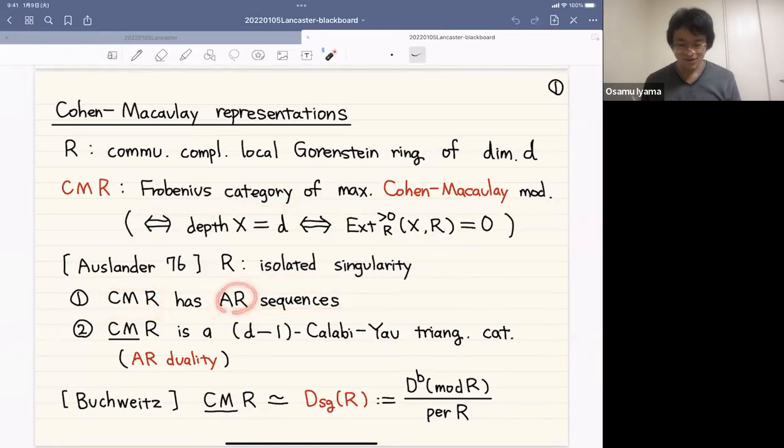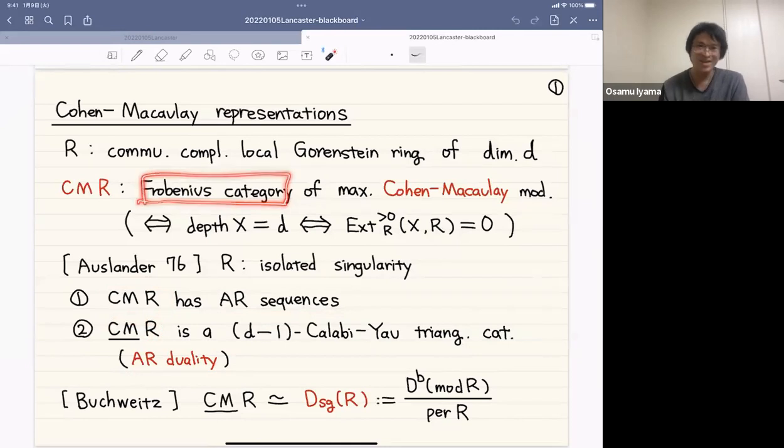AR is Auslander-Reiten, as everyone here I think knows. The existence of Auslander-Reiten sequences is an application of Auslander-Reiten duality in the stable category. Here I denote by CM-bar R the stable category of CM R. For each Frobenius category, one can always define the stable category by factoring out the ideal consisting of all morphisms factoring through projective modules. Then we get a triangulated category.